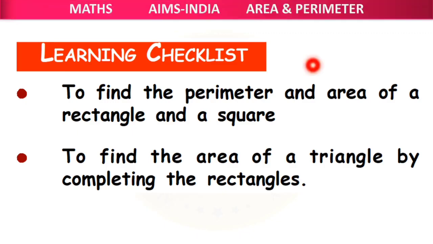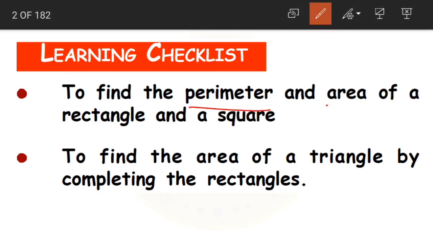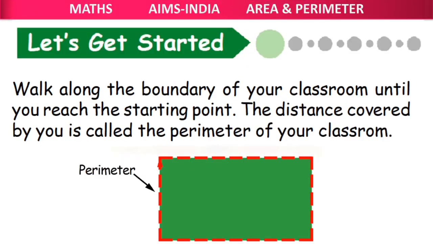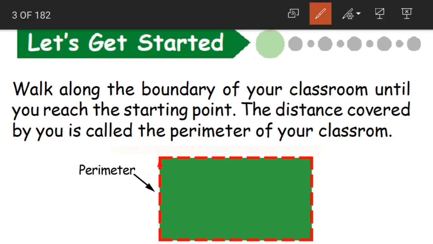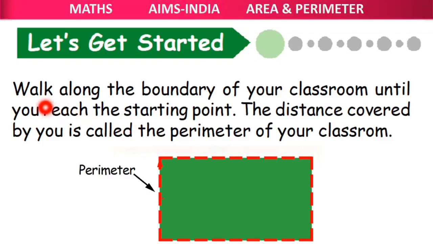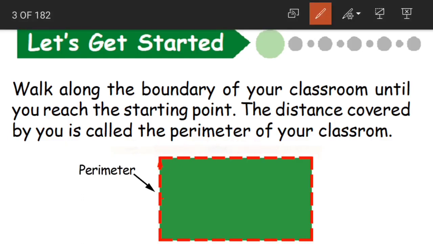As the chapter's name is area and perimeter, we are going to learn how to find out the perimeter and area of three shapes, that are rectangle, square and triangle. Now, to understand what area and perimeter are, let us look at the example given here. What does it say? Walk along the boundary of your classroom until you reach the starting point. The distance covered by you is called the perimeter of your classroom.